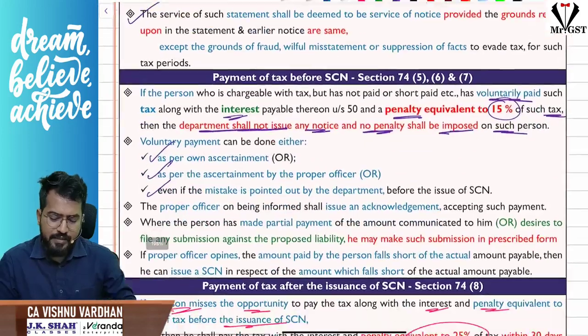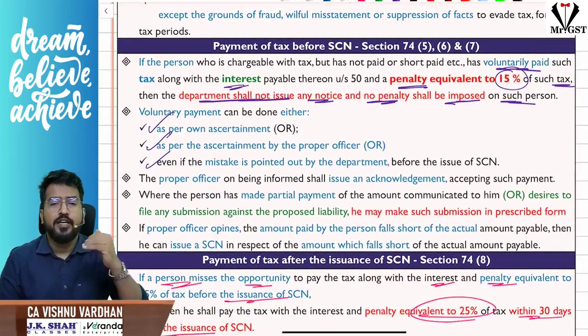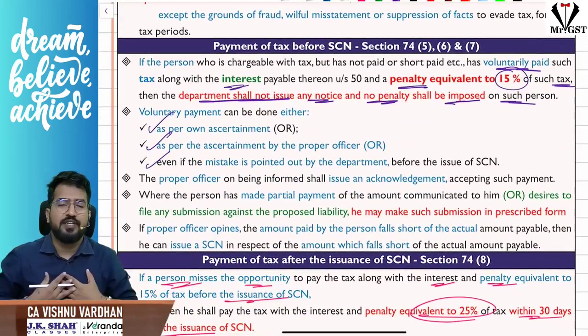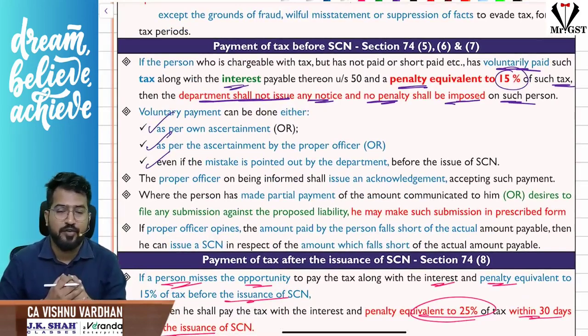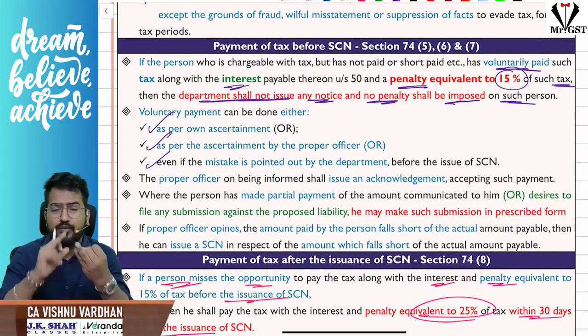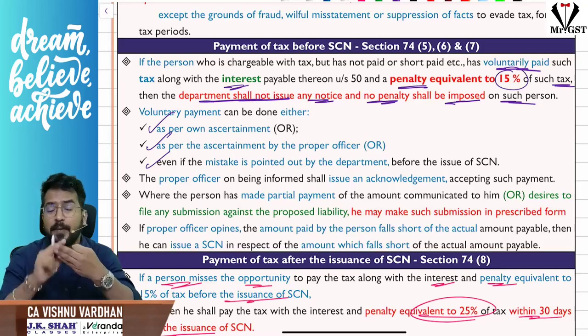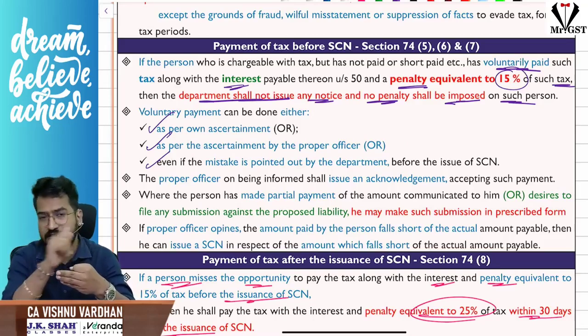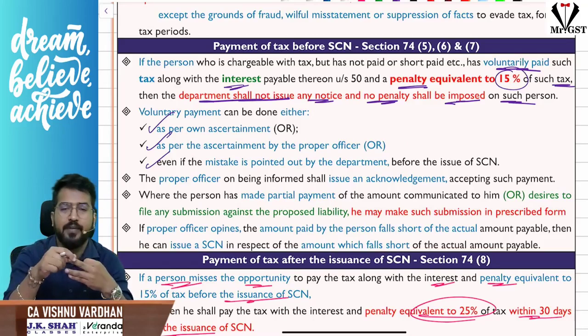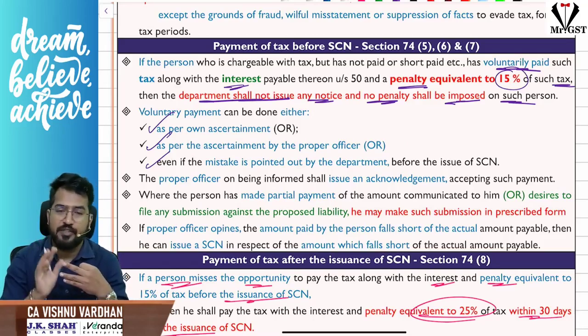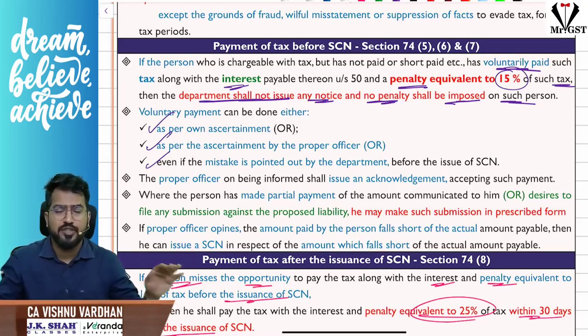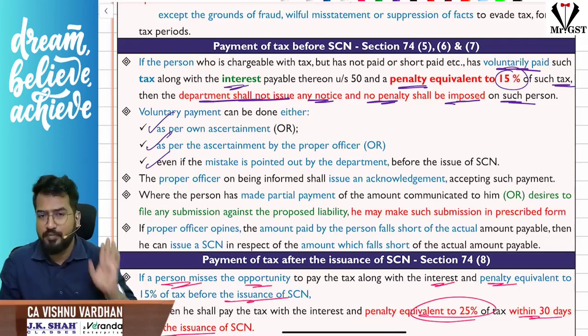Next, the interesting part is, before issuing the show cause notice itself, the taxpayer is saying, yes sir, I am liable for paying all these things. Then he should pay the tax amount, the interest under section 50 and penalty of 15%. There is no penalty in 73, but here you should pay penalty. Okay, penalty 15% of the tax. Then show cause notice will not be issued, and all the proceedings will be dropped except prosecution.